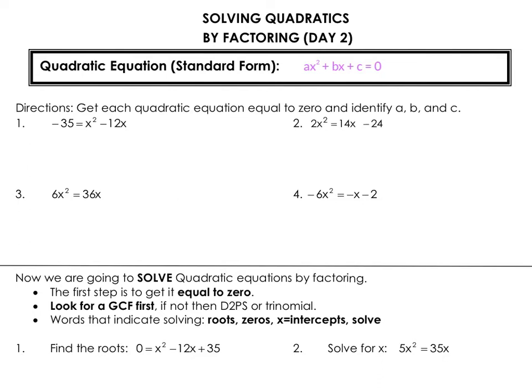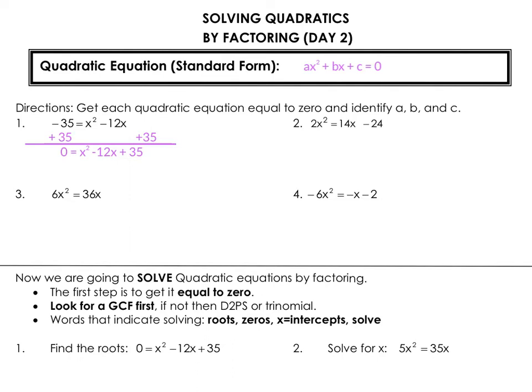So in the first section here, the directions are to get each quadratic equation equal to 0 and then identify a, b, and c. We're not going to solve, we're just getting it equal to 0 and identifying what a, b, and c are. So for example, in this first one, right now it's a negative 35. We try to keep x squared positive if we can, so I don't want to move the x squared. Instead, I'm going to move the 35 by adding it to both sides of the equation. And once we do that, we have x squared minus 12x plus 35.